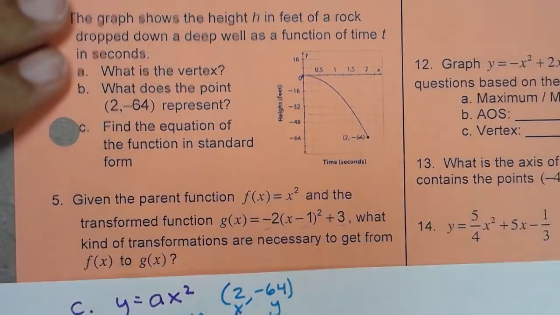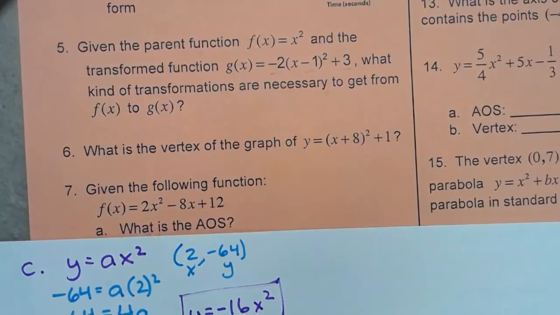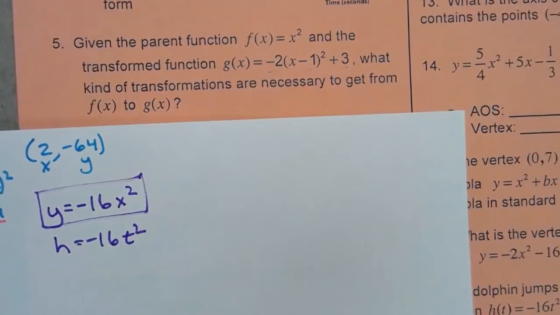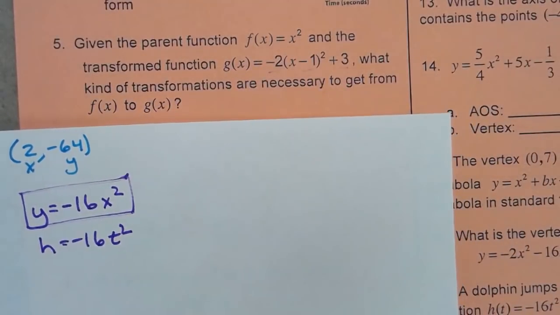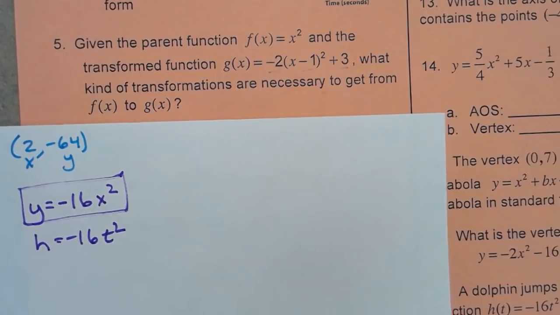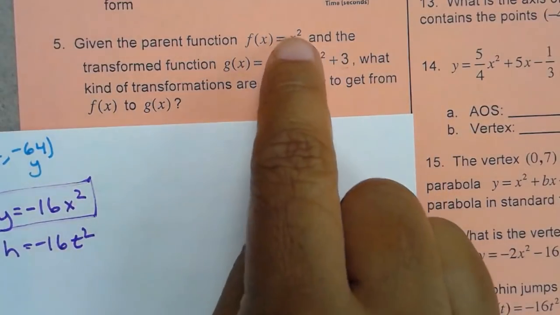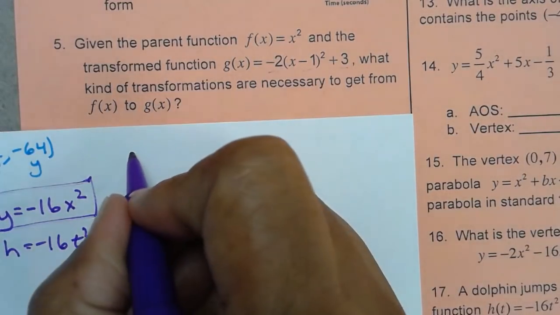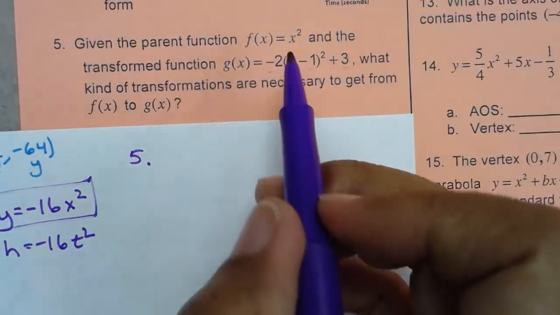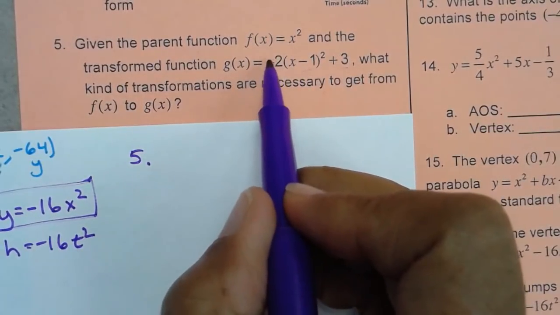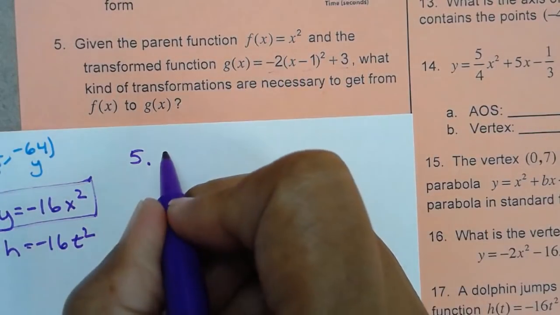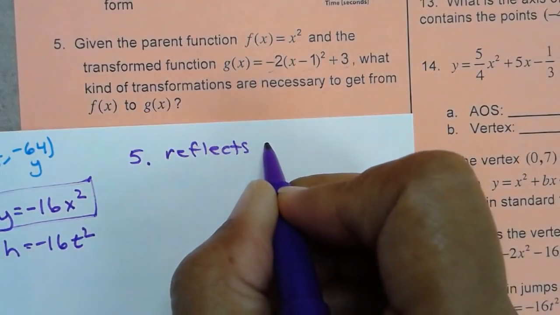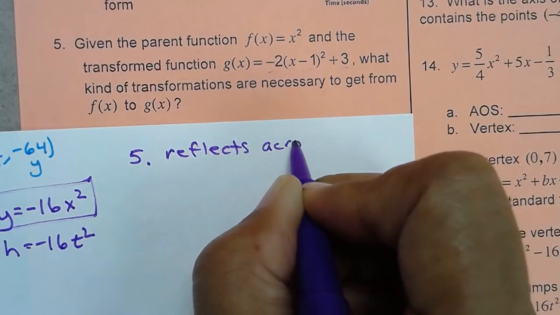All right, number 5 says, given the parent function and the transform function, we're going to write down all the transformations that are necessary to go from this equation to this equation. All right, so let's list out all of those transformations. First things first, we have to talk about what that negative does. And a negative reflects across the x-axis.